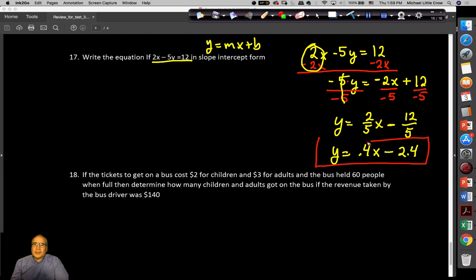Again, we did this earlier, and we were able to see that 0.4 is the slope, and if you need it, -2.4 is the y-intercept.